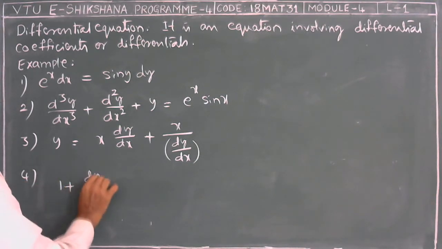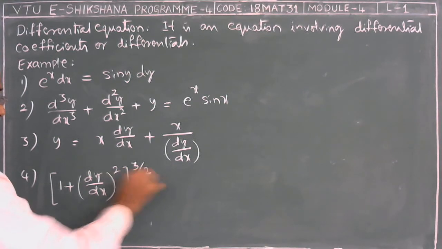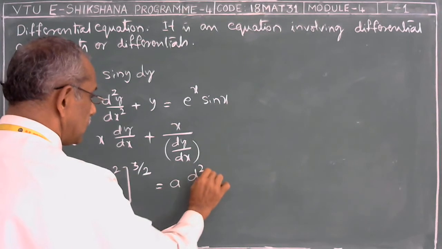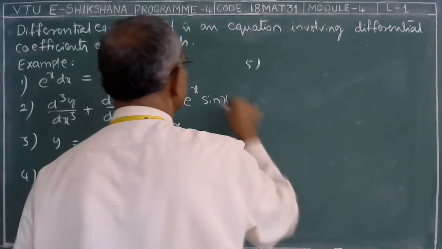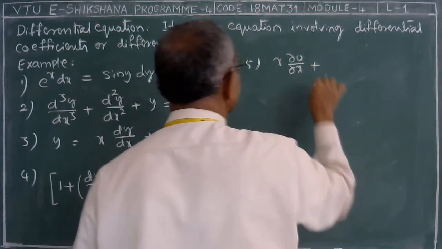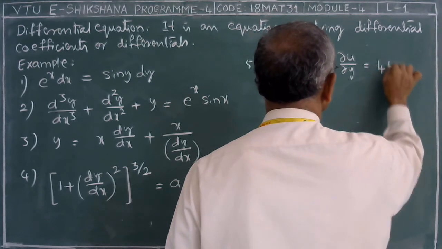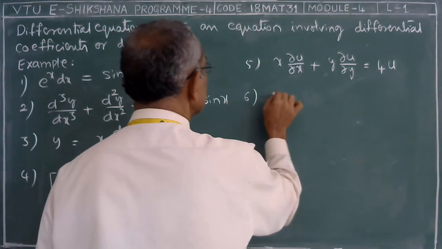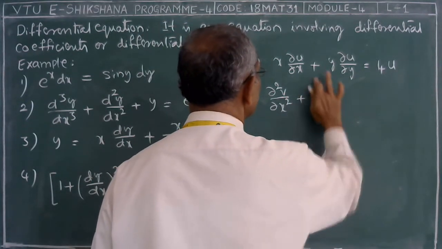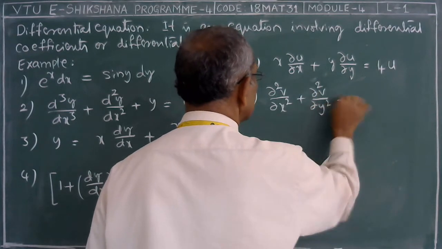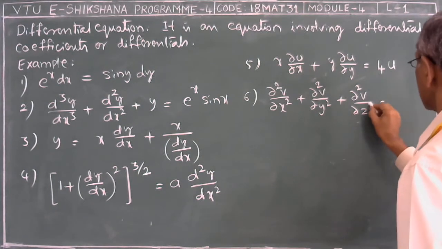1 plus dy by dx the whole square raised to the power 3 by 2 is equal to a into d square y by dx square is another differential equation. x into dou u by dou x plus y into dou u by dou y is equal to 4 into u is another differential equation. 6. dou square v by dou x square plus dou square v by dou y square plus dou square v by dou z square is equal to 0 is another differential equation.